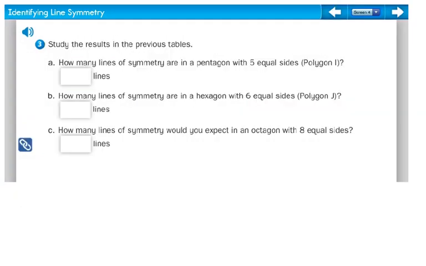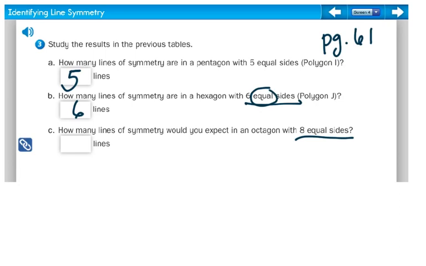Now in number 3 on journal page 61, it says how many lines of symmetry are in a pentagon with 5 equal sides? Well, look back. There were 5. Fill in 5. How many lines of symmetry are in a hexagon with 6 equal sides, which was polygon J? 6. Do you see a pattern going on here? How many lines of symmetry would you expect in an octagon with 8 equal sides? There's not an octagon here, but make a prediction.